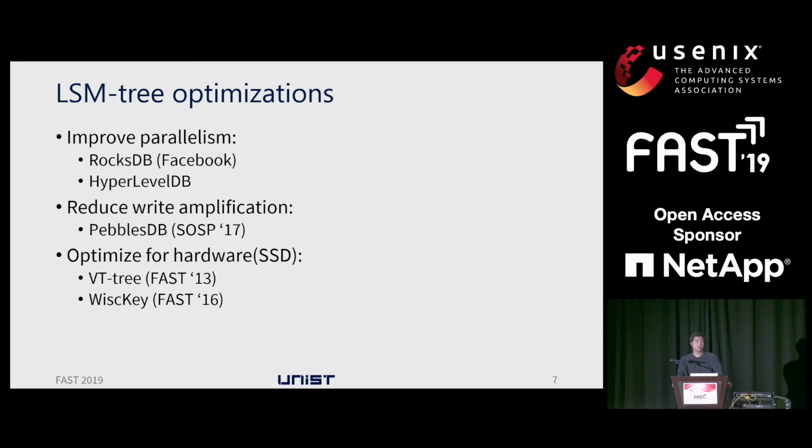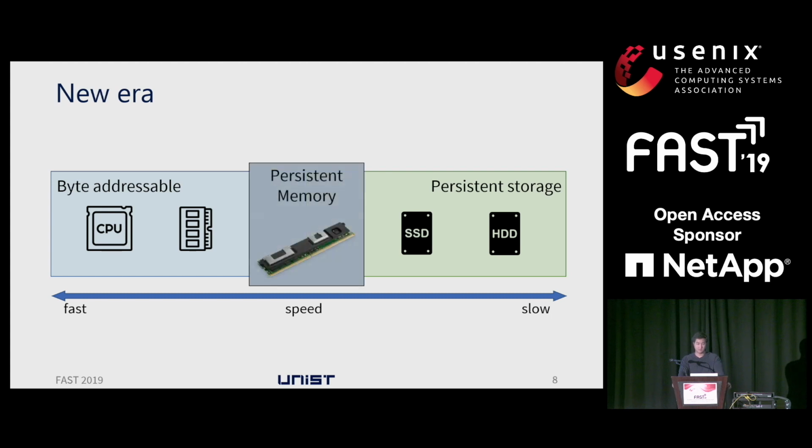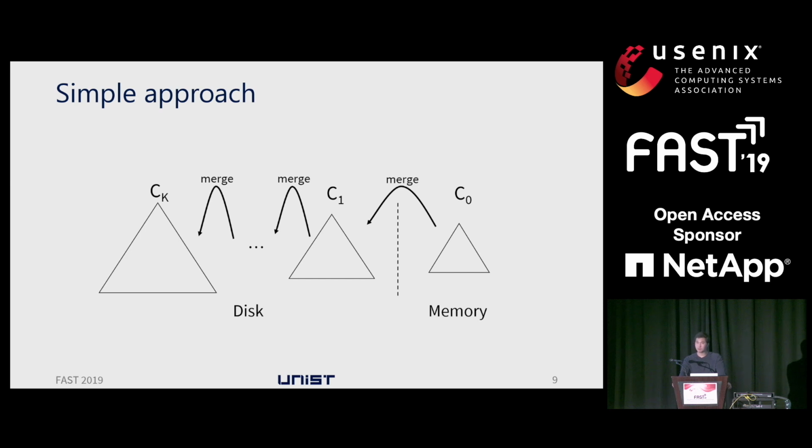There have been a lot of approaches to optimize an LSM tree, and we're interested in optimizing it for new hardware that's coming up, which is persistent memory. The pros of this new hardware are that it is byte-addressable, it is fast, and it can store data persistently. The simple approach to adapt the LSM tree for persistent memory is to either move the in-memory buffer into persistent memory, or to store the disk components inside of persistent memory.